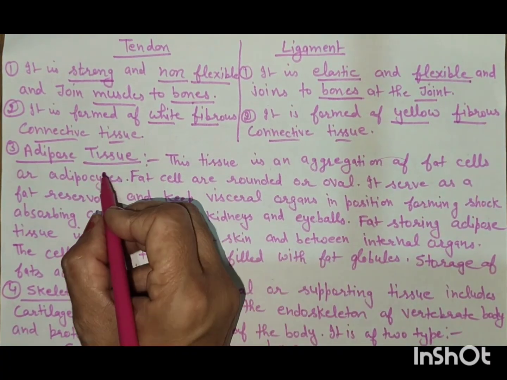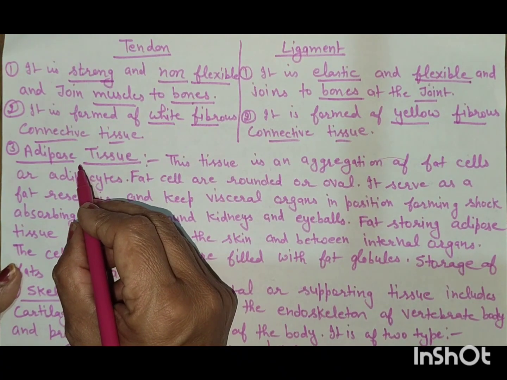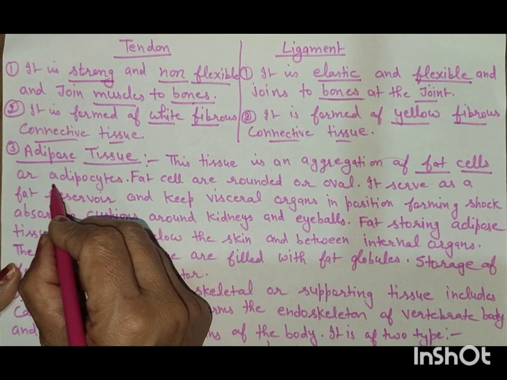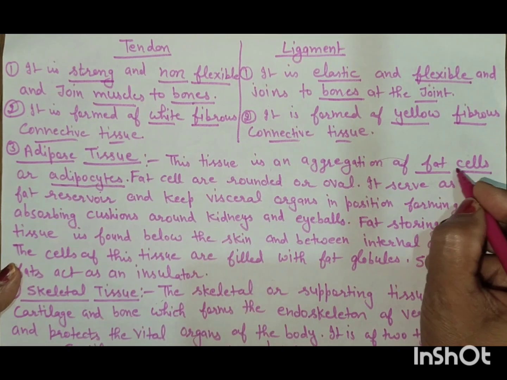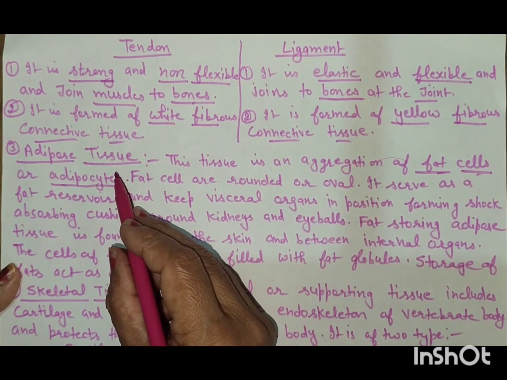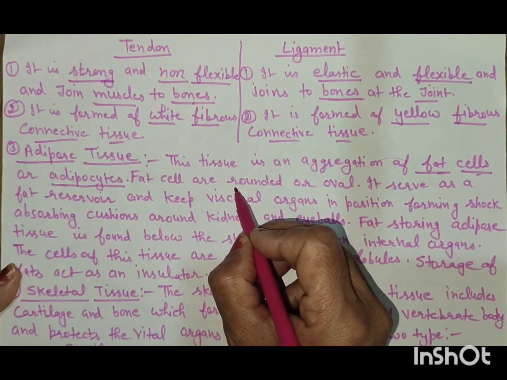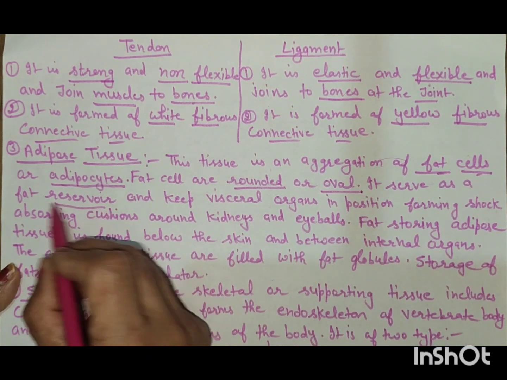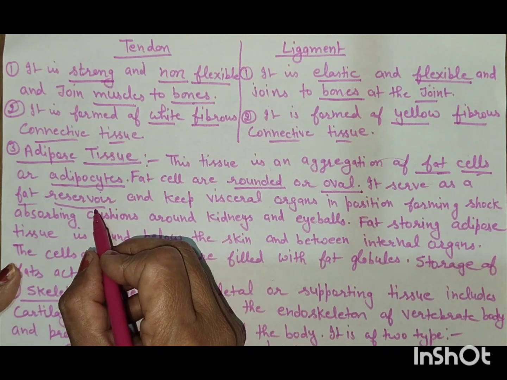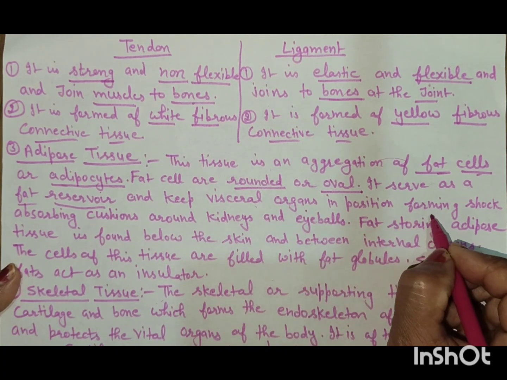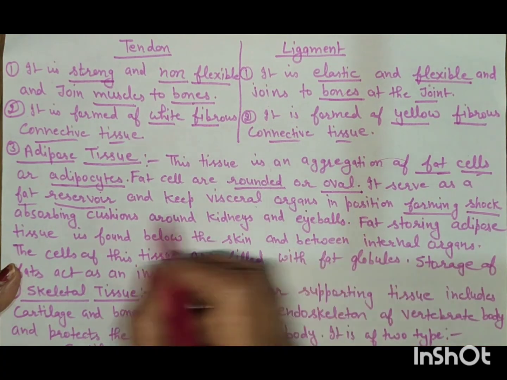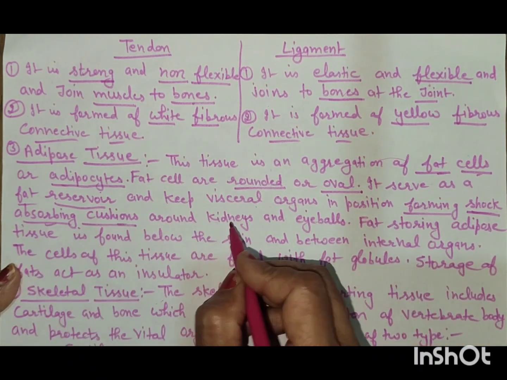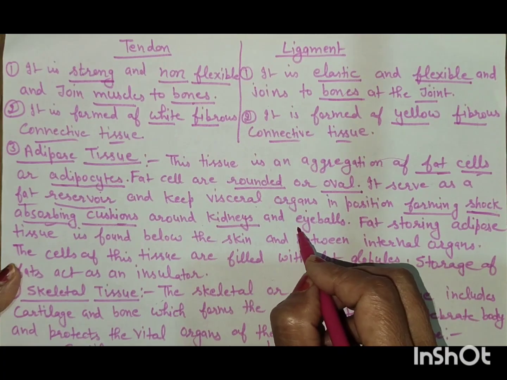Next is adipose tissue. This tissue is an aggregation of fat cells or adipocytes. Fat cells are rounded or oval shaped. It serves as a fat reservoir. It stores the fat and keeps the visceral organs in position, forming a shock absorbing cushion around kidneys and eyeballs.